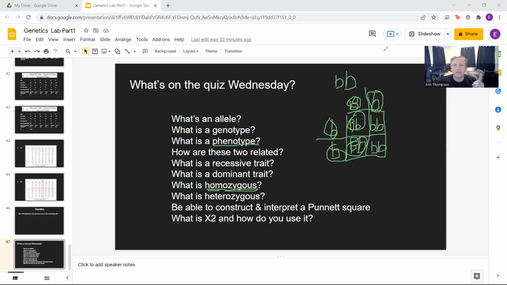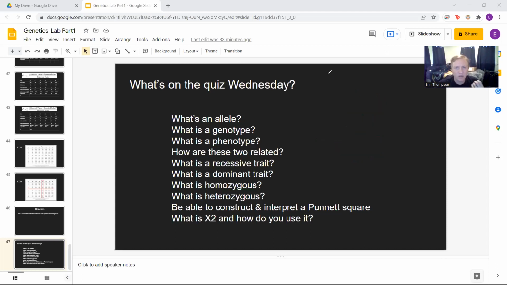So let's see. I'm going to give you another example. Clear our drawings. I'm going to give you another trait. This is a trait called polydactyly, and we're going to use a letter H. This is the dominant form. This is the recessive form.